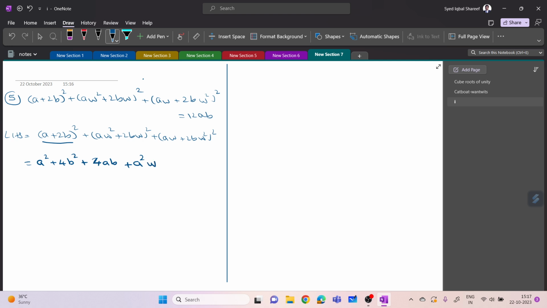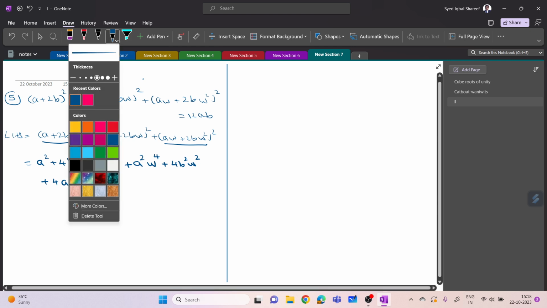a square omega square is omega to the power of 4, plus b square, 4b square omega square, plus 2ab. Already 2 is there, so 2 into 2 is 4ab omega, omega square, this is omega cube, plus this form.